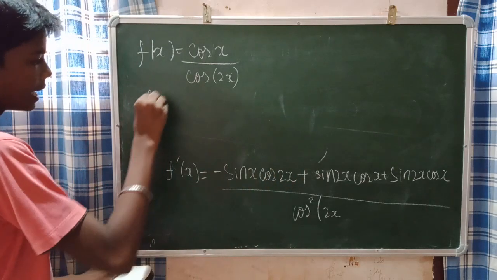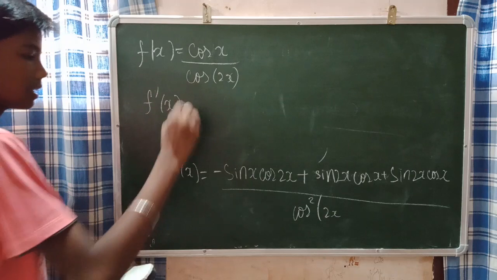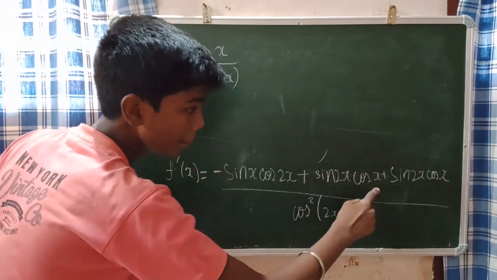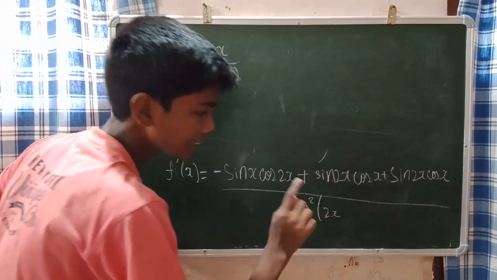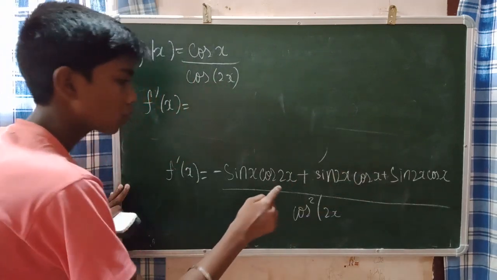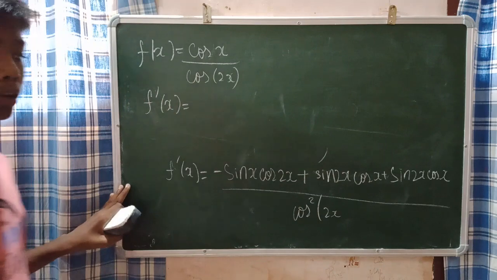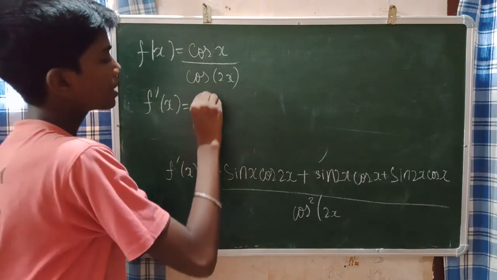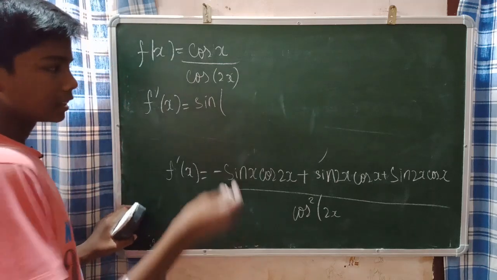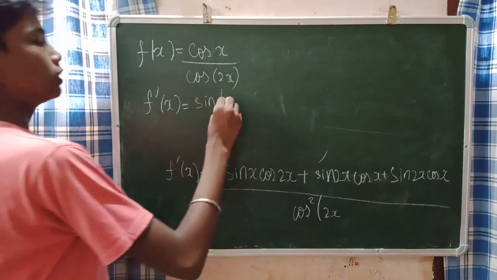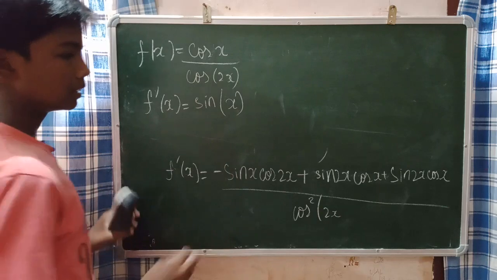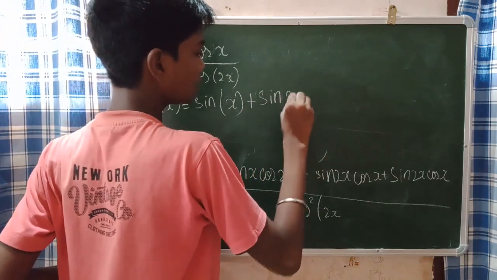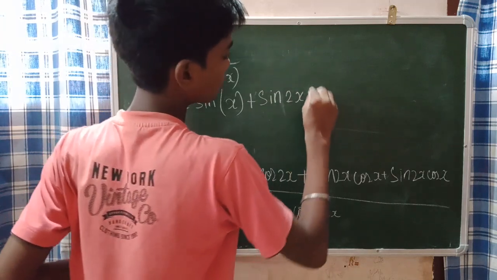So I can write f dash of x as, listen, sin a cos b minus cos a sin b, where a is 2x, b is x. That is nothing but sin of a minus b. Sin of a minus b is sin of 2x minus x, because a is 2x, b is x. So sin of 2x minus x is sin x. Then plus of sin 2x cos x.